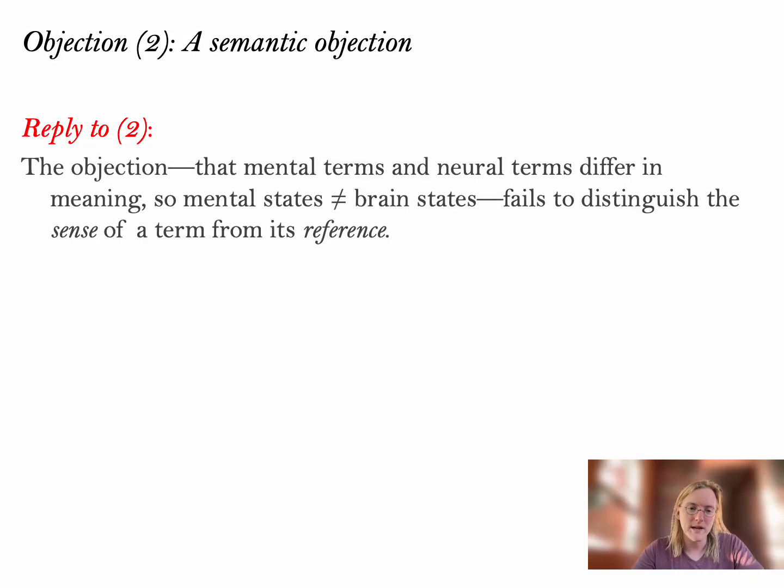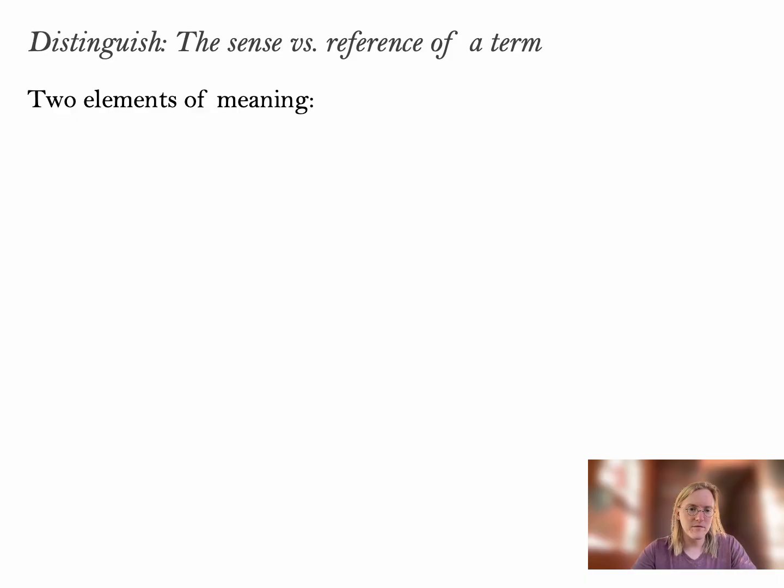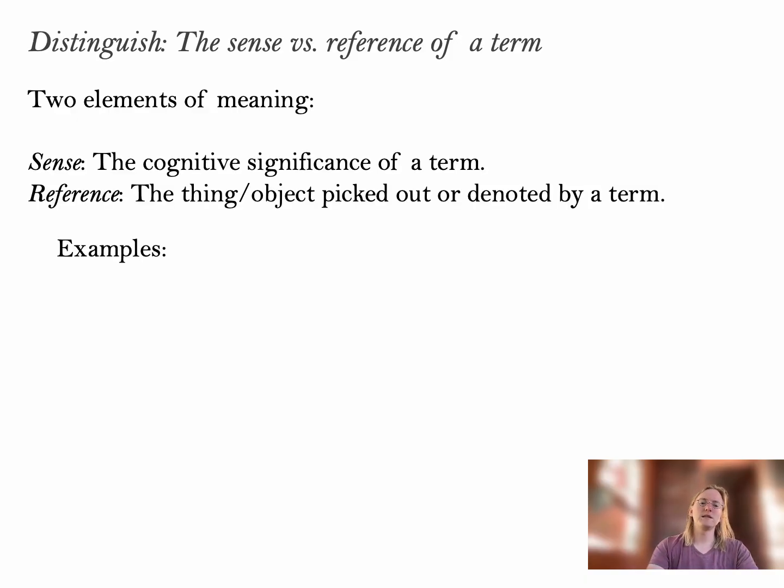But again, Smart replies to this objection. He says, the objection that mental terms and neural terms differ in meaning, so mental states don't equal brain states, fails to distinguish the sense of a term from its reference. So we should distinguish between sense and reference, where the sense of a term is like the cognitive significance and the reference is the thing picked out by the term.